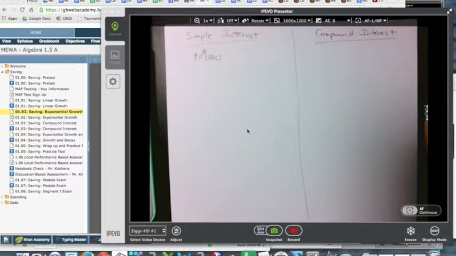Hello, Algebra 1.5 students. This is Mr. Kitchens. Today we're going to talk about simple interest. Next video we'll hit on compound interest.